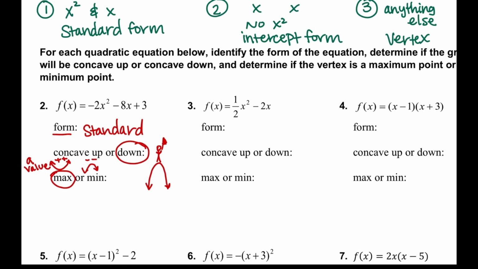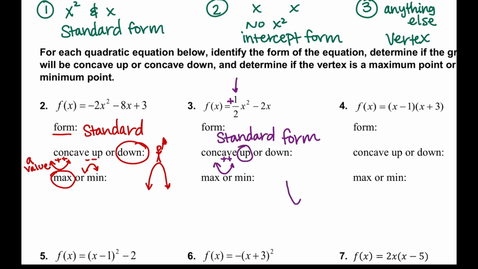Let's look at number 3. Is there an x squared and an x? So we look, x squared and an x. So this is in standard form. We look at our a value. There's not a sign in front of it, so it's a positive sign. So remember, if it's positive, it makes a happy smiling face. So it's going up, it's concave up.